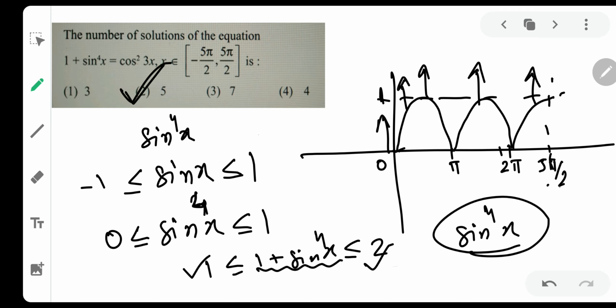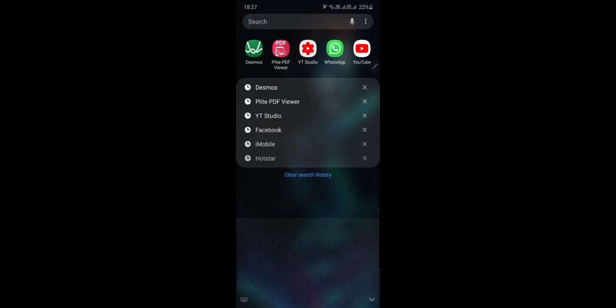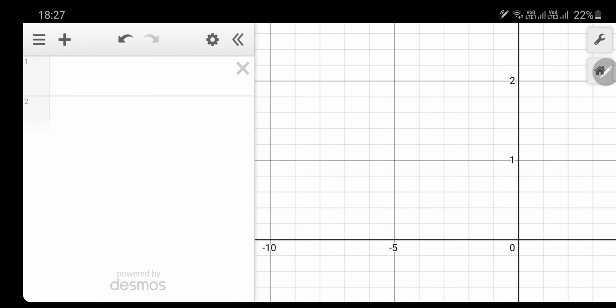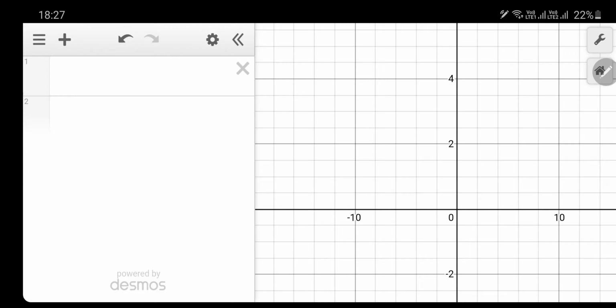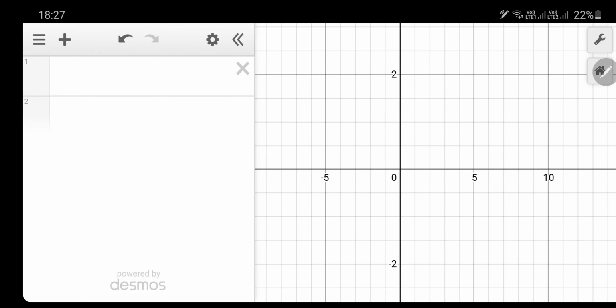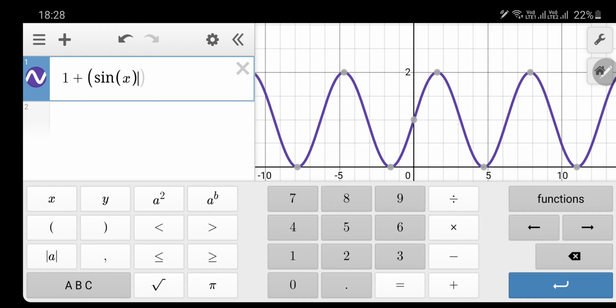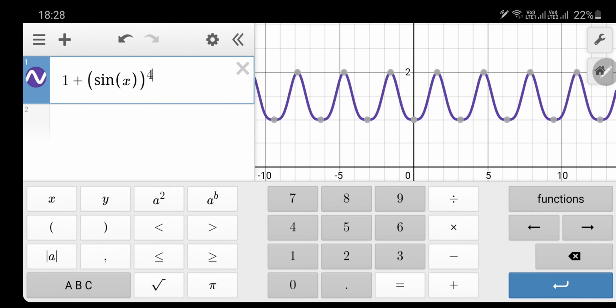Now I would like to show you this with a graph also. So let us do it with a graph. Okay, let me show you the graph. So first of all, let us make this smaller. Okay, now this is very good. So first of all, we will write down 1 plus sine x raised to 4. This is the graph of 1 plus sine x raised to 4. As you can see, it is moving from 1 to 2. Very nice.